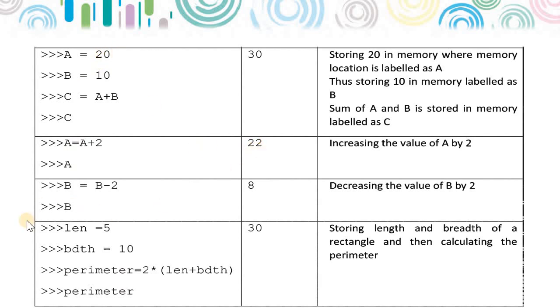Next, let me write in short, len equal to 5, bdth, that is breadth, equal to 10, perimeter equal to 2 into len plus breadth. This is the formula for the perimeter of a rectangle, right? Then I ask for perimeter, and it will give me the value: 5 plus 10 is 15, 15 into 2 is 30. So we are storing the length and breadth of a rectangle and then calculating the perimeter.